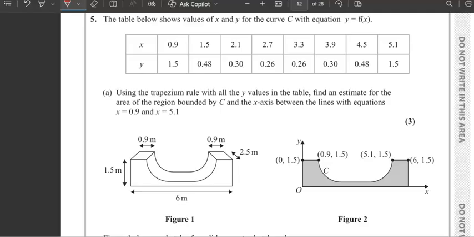This is question 5. On question 5, this is what we are going to do. You're told that the table below shows values of x and y for the curve C with the equation y equals f of x. So we are given the values of x and y. Then part A, you're told using the trapezium rule, with all the y values in the table, find an estimate for the area of the region bounded by C and the x-axis between the lines with equations x equals 0.1 to x equals 5.1. So in this case we have two figures, figure 1 and figure 2.